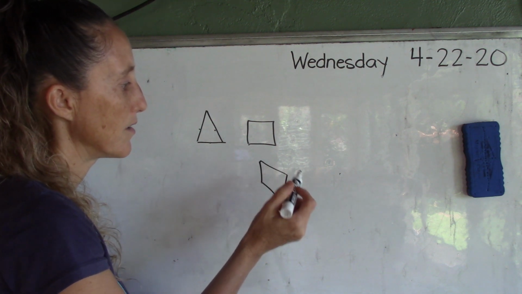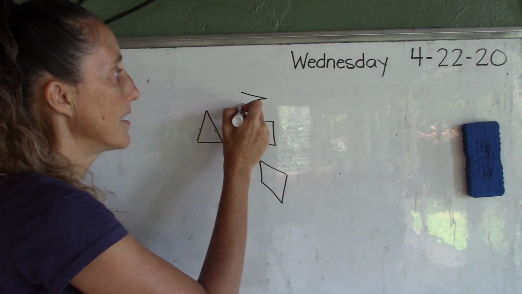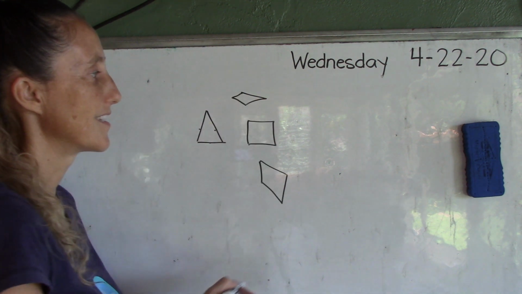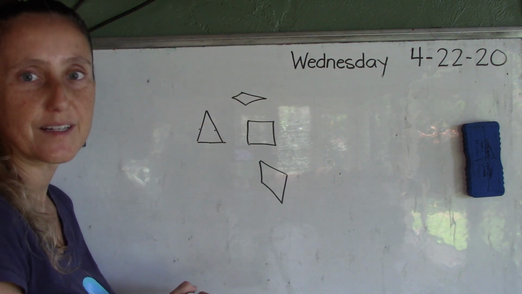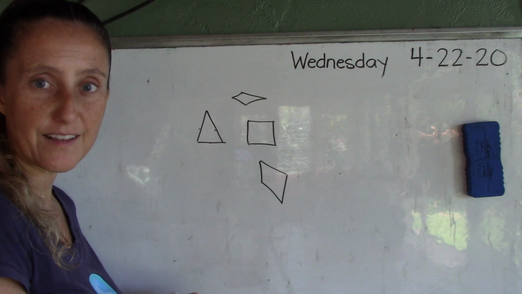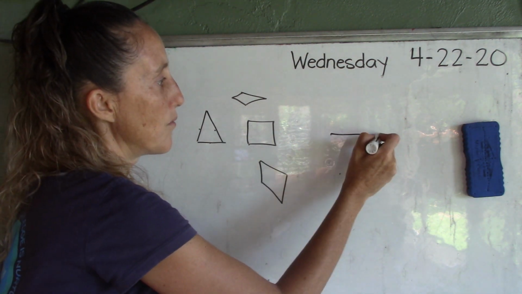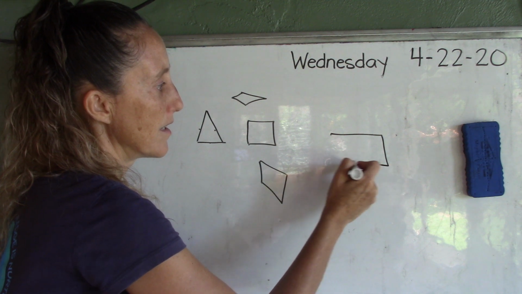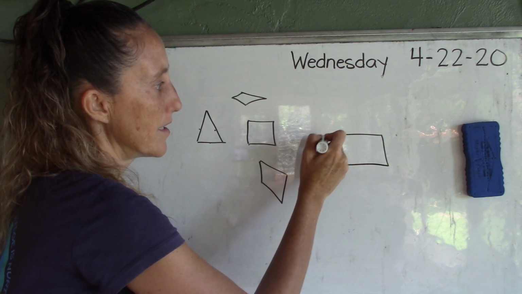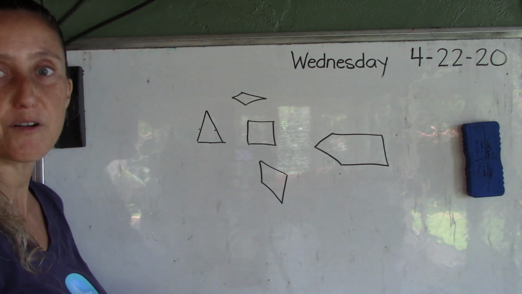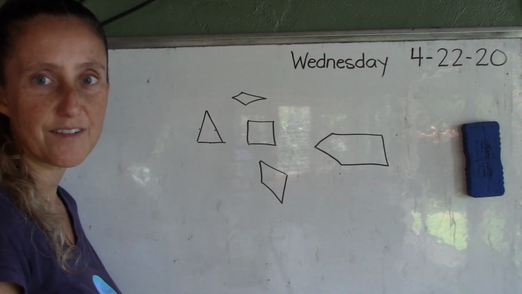It doesn't have to be normal. It can be any kind of shape, 4-sided shape. What about a 5-sided shape? Let's see. 1, 2, 3, 4, 5.